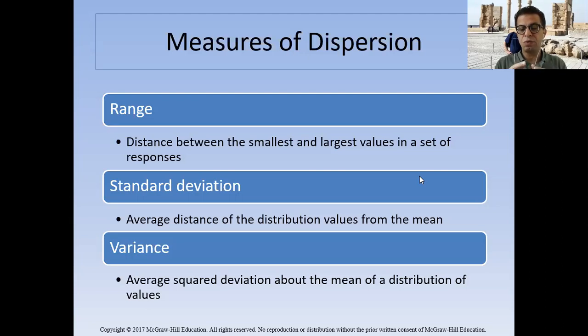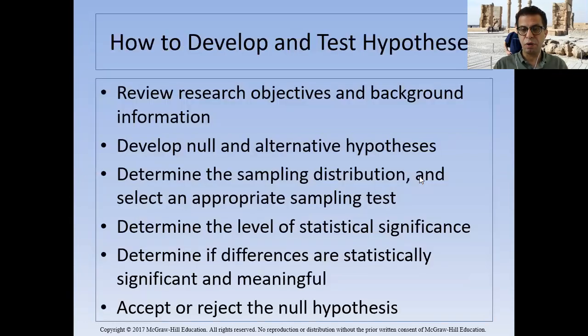Then you have the variance, which is the average squared deviation about the mean of the distribution and the values. The only reason we square is because we cannot have a minus 5 feet tall person. We should have a 5 feet tall person. We cannot have a minus $100,000. It doesn't make sense, especially for a distance. So that's why you use a square, to take away the minus part of it.